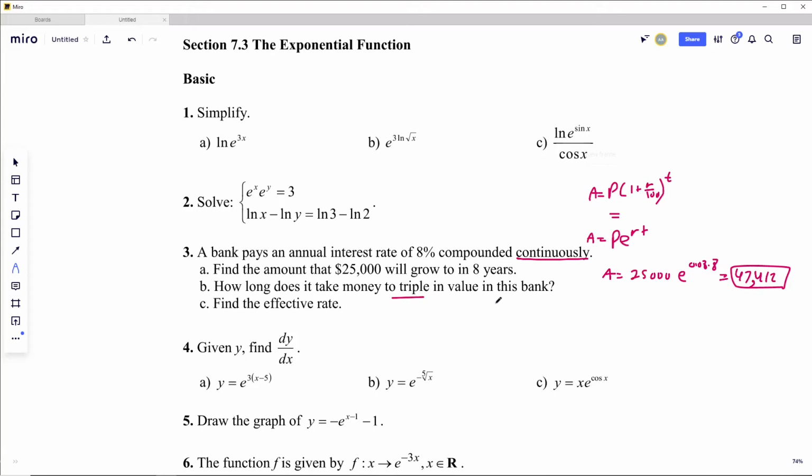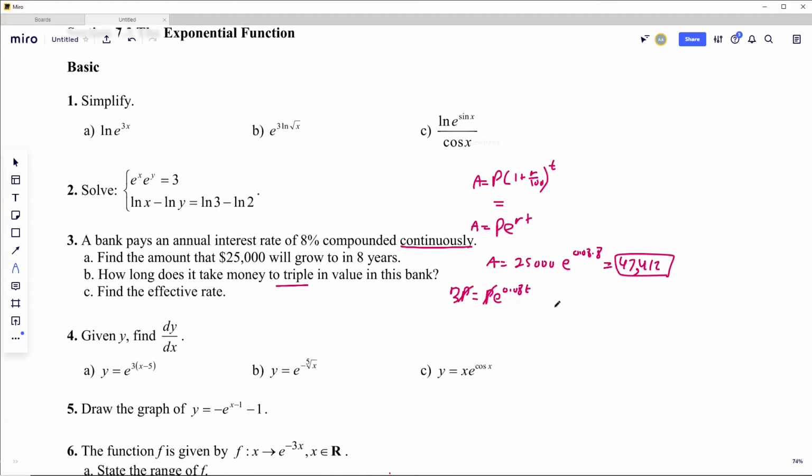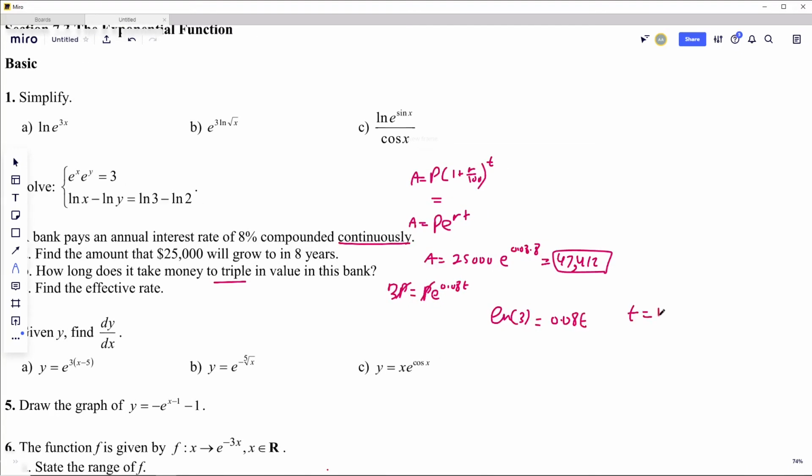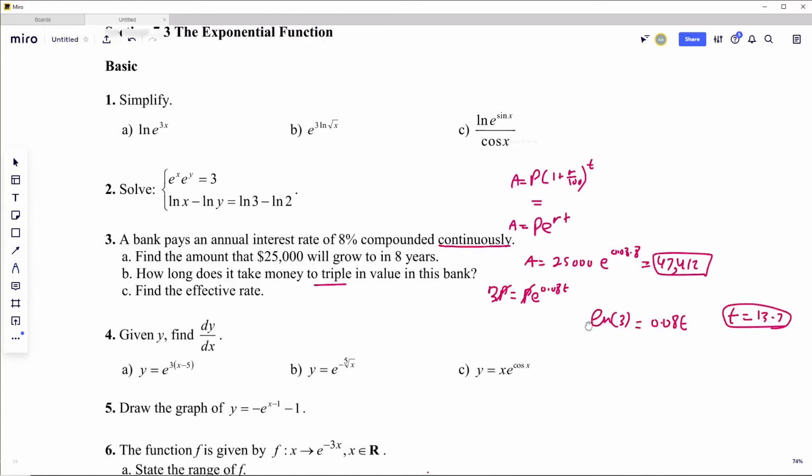Blah blah. So triple. So our final, you can think of this as P, and this is P0, initial and final. So this is final, this is initial. So 3P equals P e to the power of the same r, 0.08, times t. We don't know t. P and P cancel. Operate ln. So ln 3 equals 0.08 t. I did that to get rid of the e, and here we had a number, so no issue. t equals, I believe, 13.7 if you do the division, something around that. Again, numbers, doesn't matter.